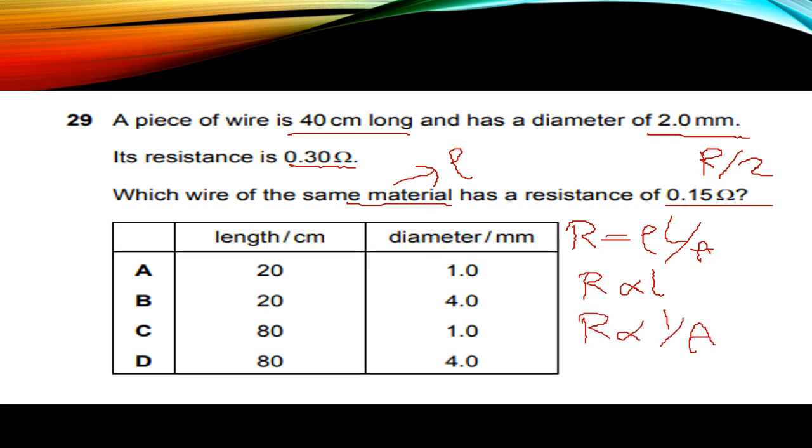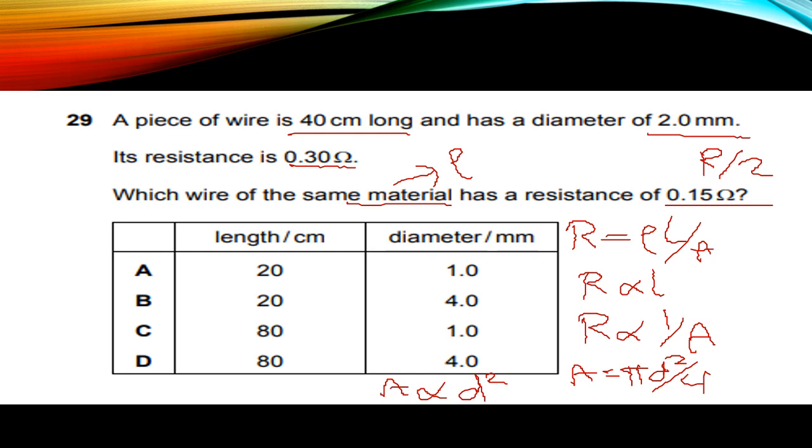the area. Now, we also know that the area, because your wire is a cylinder and the cross-section of a cylinder is a circle, the area in terms of the diameter is given by pi d squared over 4. So A has a direct relationship with d squared, not d. So let's have a look at these options and we'll work through these options. It's more like a trial and error situation.